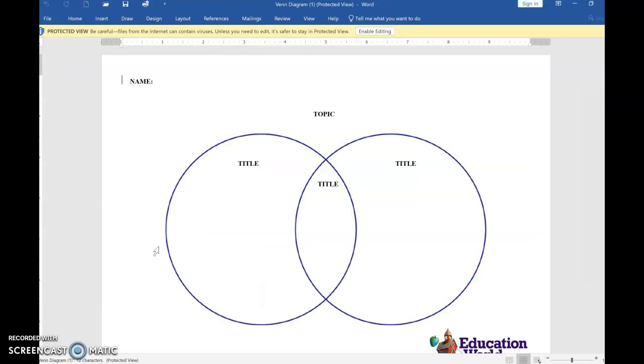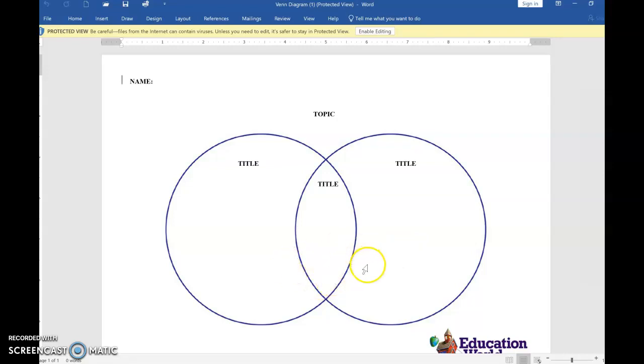The Venn diagram contains two overlapping circles. So the Venn diagram choice for the brainstorming activity would work really well if you are leaning toward doing the comparison contrast of the two Mark Twain stories, or if you are comparing and contrasting the short story with the film version of The Yellow Wallpaper. It would work really well for either of those assignments.